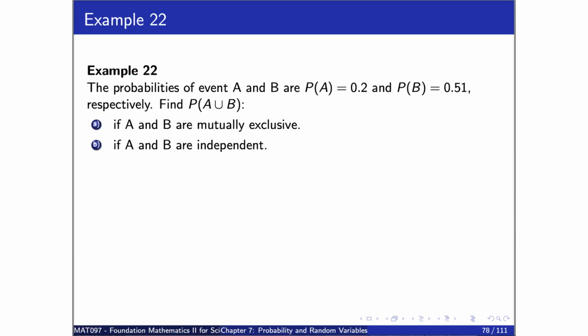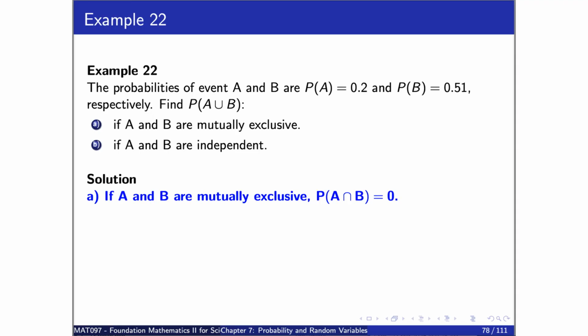Welcome. Example 22 is a great conceptual check to ensure we know the difference between mutually exclusive and independent events. We are given P of A is 0.2 and P of B is 0.51. We need to find the union, P of A or B, under the 2 conditions as in A and B. For part A, if the events are mutually exclusive, it means they cannot happen at the same time, so their intersection is 0, P of A intersect B equals 0. We just add them together. 0.2 plus 0.51 equals 0.71.